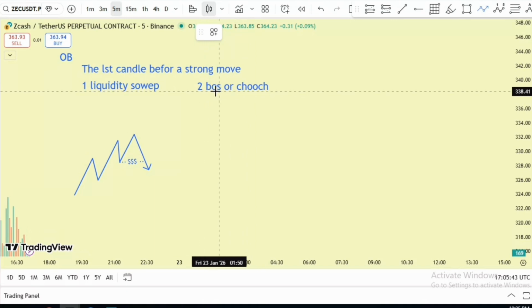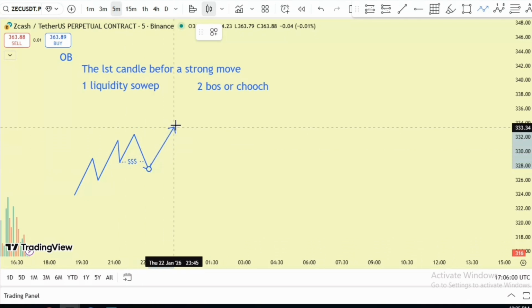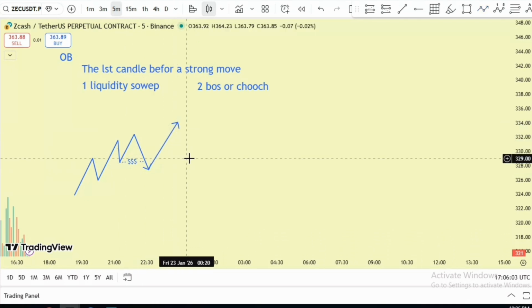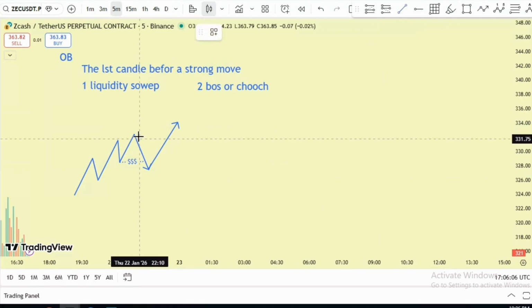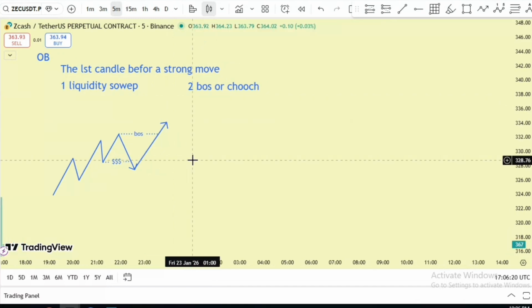The second condition is giving a break of structure or a change of character for us. For example, when the market has swept this liquidity, the market will continue like this. And what happens here? We can see clearly that the market gives us a break of structure here. And it is our break of structure that this move gives us.